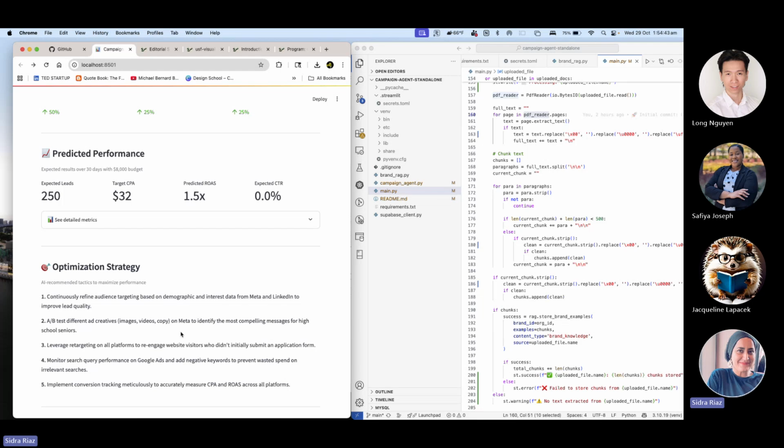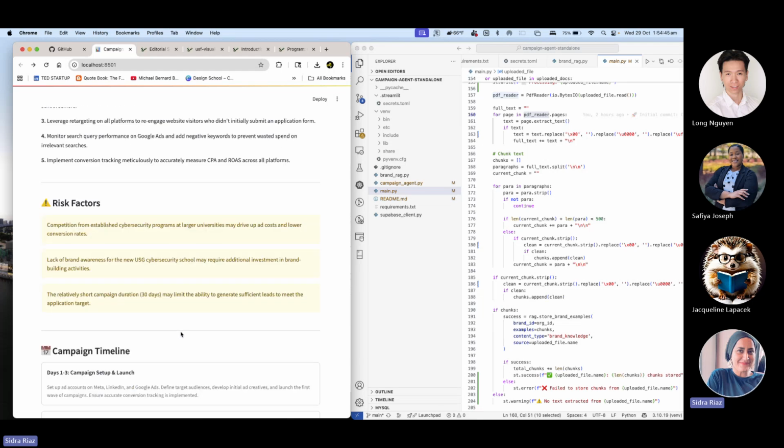So these are the optimization strategies it has provided, with some risk factors. For example, competition from established cybersecurity programs, because this is a new program for the university. So it has shown how we might have a lower conversion rate, and then lack of brand awareness because it's a new school, and then a relatively short campaign, because 30 days are not enough to create awareness as well as generate leads or convert those leads into final applicants.